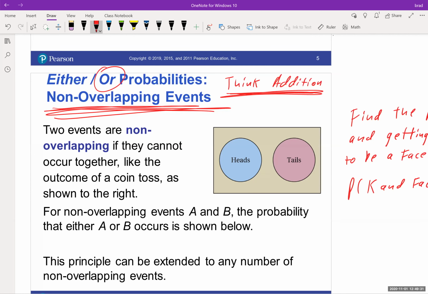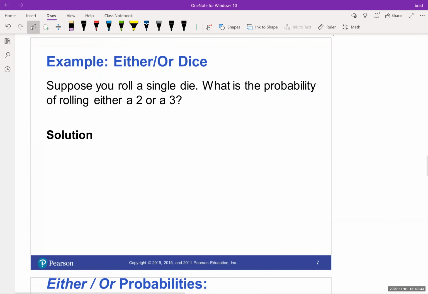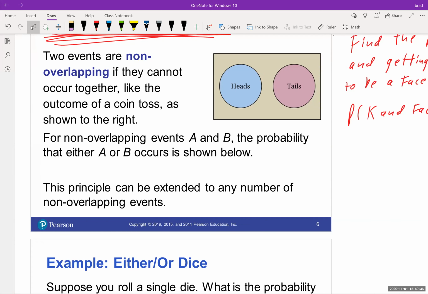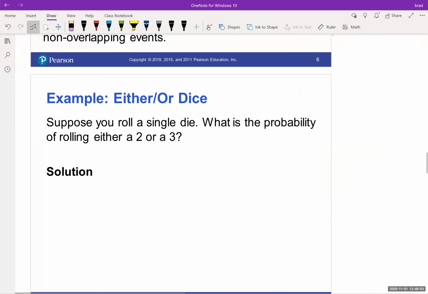So let me show you how this works, okay? For non-overlapping events A and B, the probability that either A or B occurs is shown below. So probability of A or B is equal to the probability of A plus the probability of B. So this is the difference. This is no longer multiplying, this is adding or subtracting. So we're going to come over here and we're going to say, suppose you roll a single die, what is the probability of rolling either a 2 or a 3? So notice the big difference in and has multiple things occurring one after the other, right?